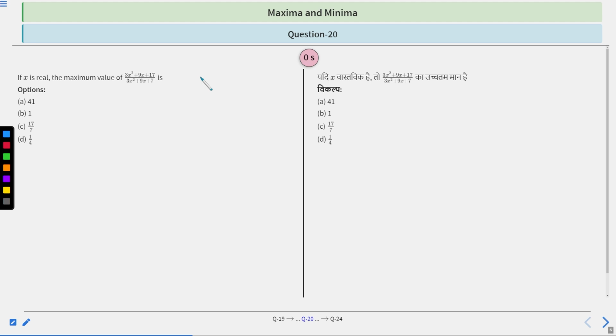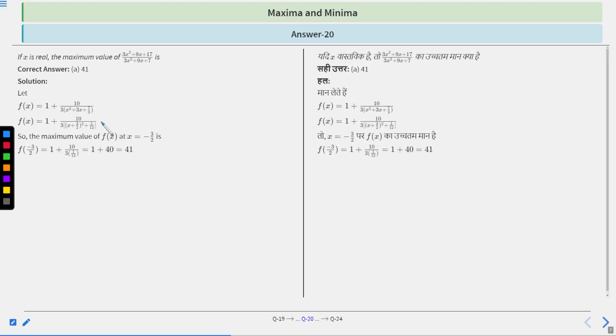Okay, so let's move to the solution part C. We can write f(x) in the form of 1 plus 10 upon 3 into x square plus 3x plus 7 by 3, right? Therefore, f(x) can be written as 1 plus 10 upon 3 into (x plus 3 by 2) whole square plus 1 by 12, right?